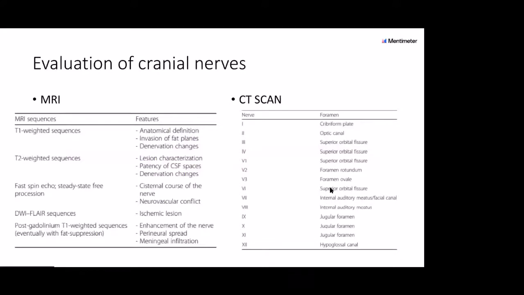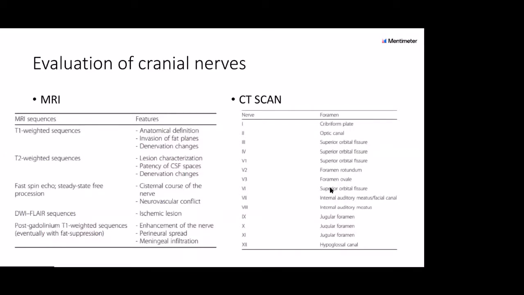But when you are evaluating the cranial nerves, you need not only the steady state free precession sequence but also other sequences. The T1 weighted sequence is used for anatomical definition. When you are looking at any lesion along the cranial nerves, then invasion of the fat planes and denervation changes in the muscles can be seen in the T1 weighted as well as in the T2 weighted sequence. But the T2 weighted sequence helps us in lesion characterization and patency of CSF spaces.